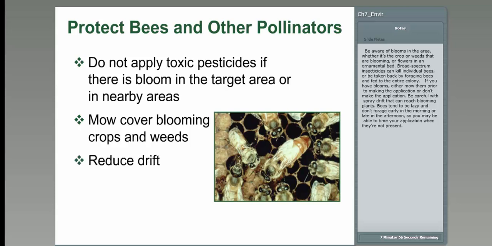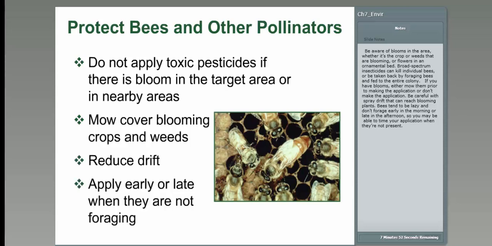Be careful with spray drift that can reach blooming plants. Bees tend to be lazy and don't forage early in the morning or late in the afternoon, so you may be able to time your application when they're not present.